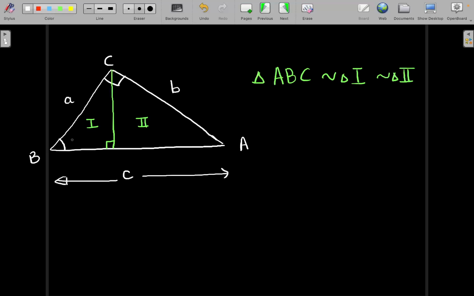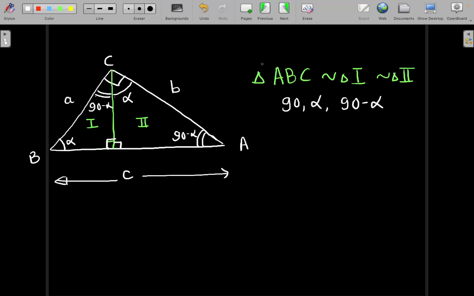If we call this acute angle alpha, then it is pretty clear that this angle will also be alpha. That is because this angle is 90 minus alpha, and these two angles are 90, which would mean that this angle is also 90 minus alpha. Because of the angles shown, you can see that all three triangles have their angles as 90, alpha and 90 minus alpha, and therefore it is very easy to see that all three triangles are similar.